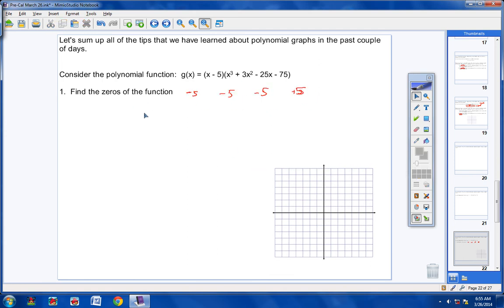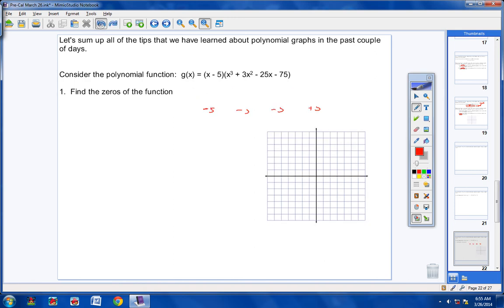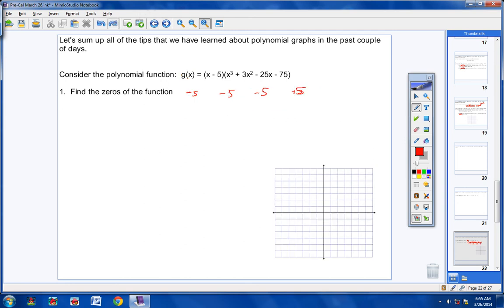That's pretty easy. And by the way, I think I made a mistake on 1. Well, maybe not. Let me go back real quick here. Yeah, this should be a negative 3, right here. Alright, let's fix that real quick. This should be a 3. Okay, there we go. So I found my zeros. We're just reviewing a lot of stuff we've done in the past, okay? All right, let's continue on.